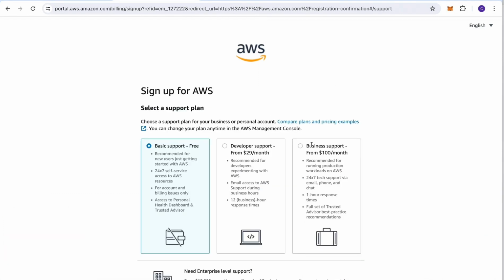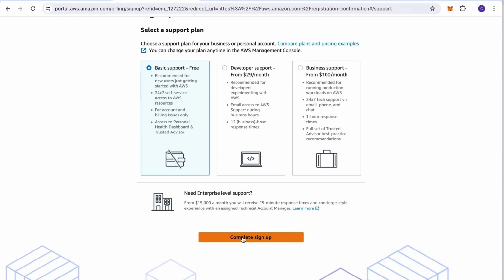Okay, so here there are basically 3 support plans. It says basic support is free of charge. If you want to be supported by the AWS team, you can either go for $29 per month or you can go for business support. But in this case, we are going to choose the free or basic support. Click on that and then you click on complete sign up.